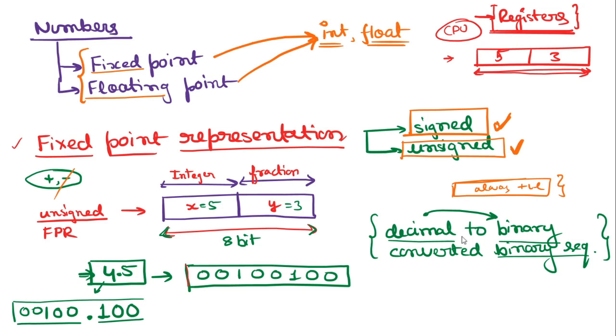And it will do the processing accordingly. So this is unsigned fixed point representation. It will have a fixed distribution of bits for representing integer and fraction.